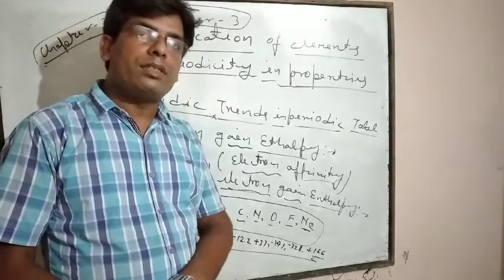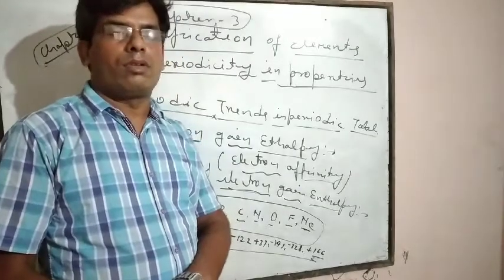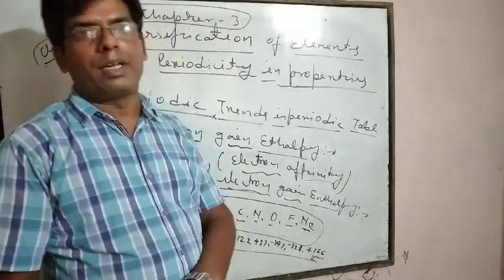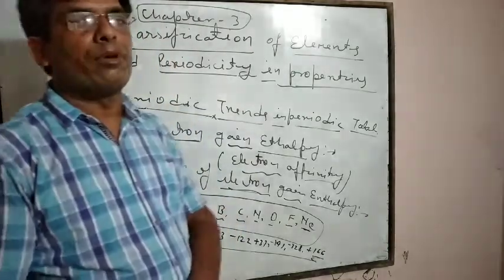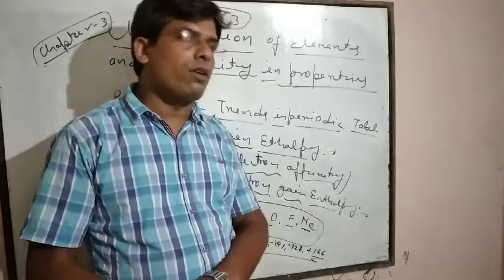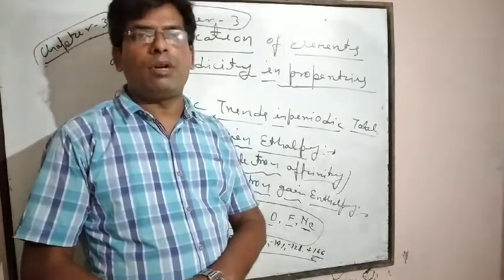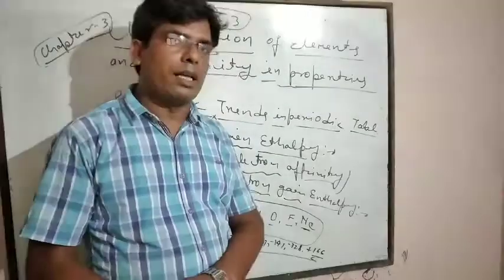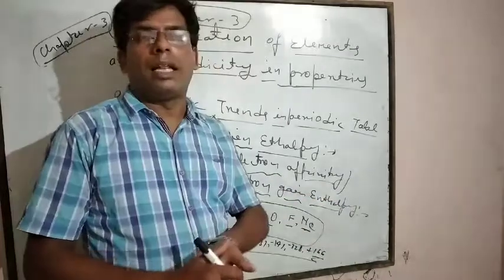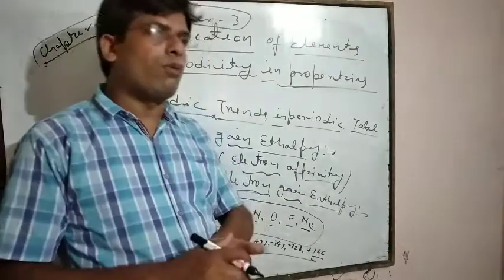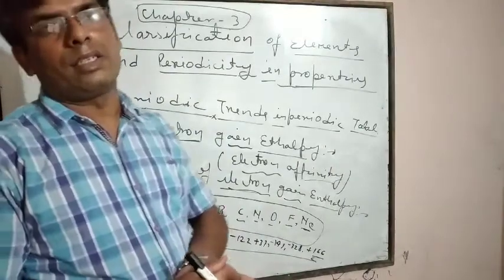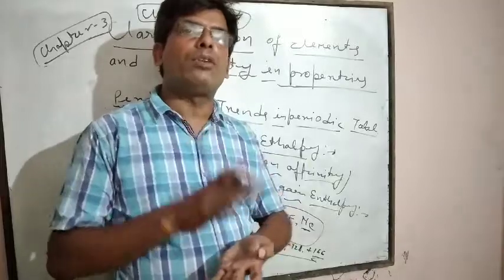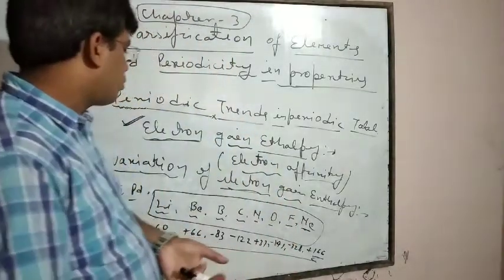And the elements that have half-filled or fully-filled atomic orbitals also have a positive value of electron gain enthalpy, like nitrogen. In nitrogen, the p orbitals are half-filled, that's why nitrogen has a positive value. Other elements have a negative value, but nitrogen and inert gases, which have a stable electronic configuration, have a positive value. You should keep it in mind.